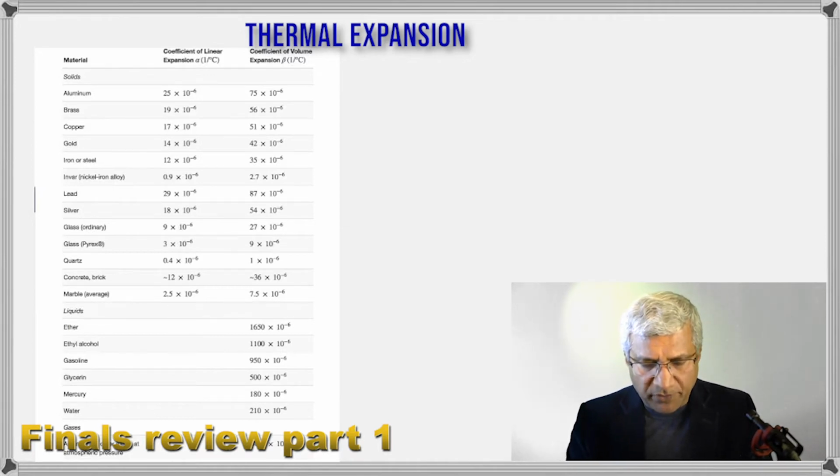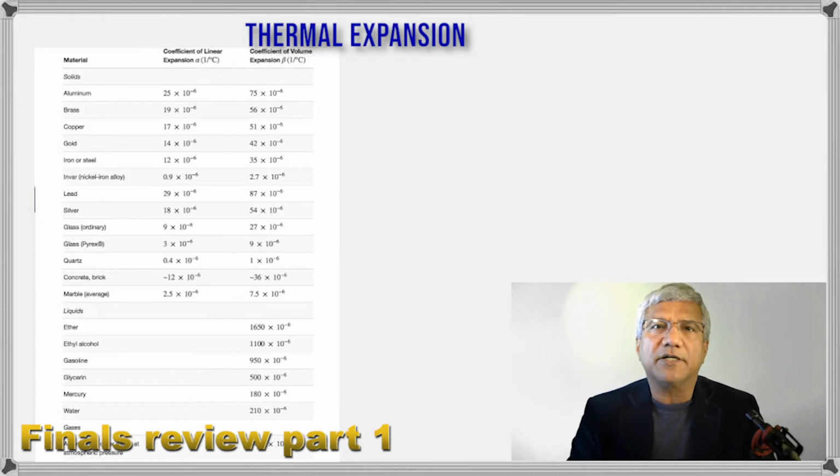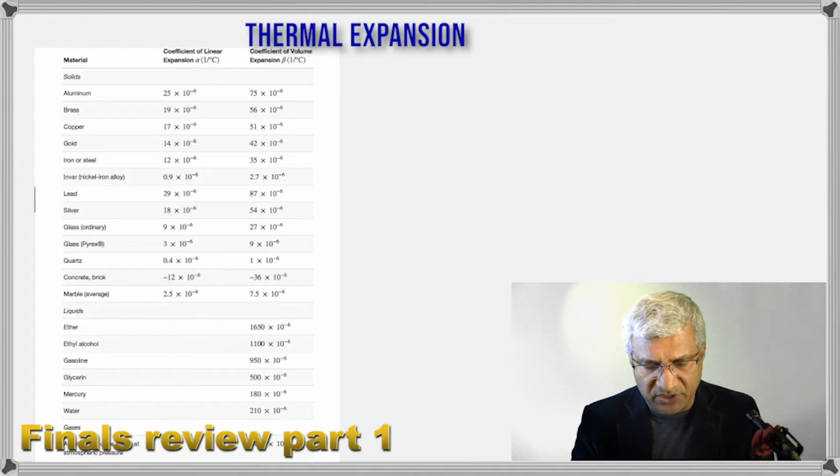Look at, on the left side, you have the coefficient of linear expansion. On the right side, you have the coefficient of volume expansion. Look at the first number. Aluminum is 25 times 10 to the negative 6, but volume expansion is 75 times 10 to the negative 6. So you see it's 3 times, okay? And again, the value of alpha is really, really small. It's 25 times 10 to the negative 6.